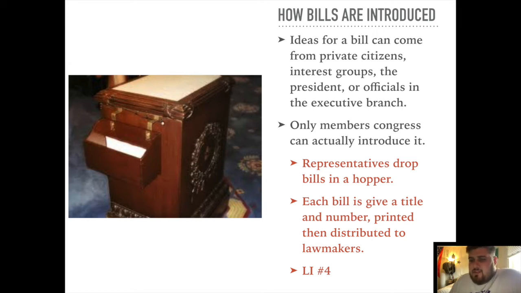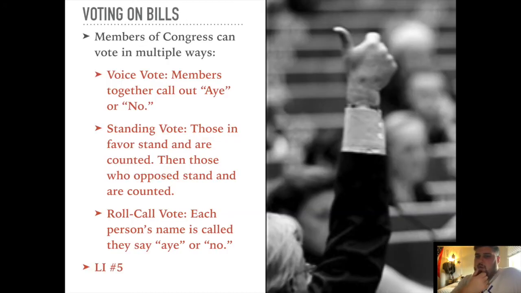And again, representatives drop bills in a hopper. We talked about that before. Each bill is given a title and number, printed, and then distributed to lawmakers for their review, to go through and see what they can actually do, and do a little research in their committees that we talk about. Again, joint committees, standing committees, things of that nature. Pretty simple.